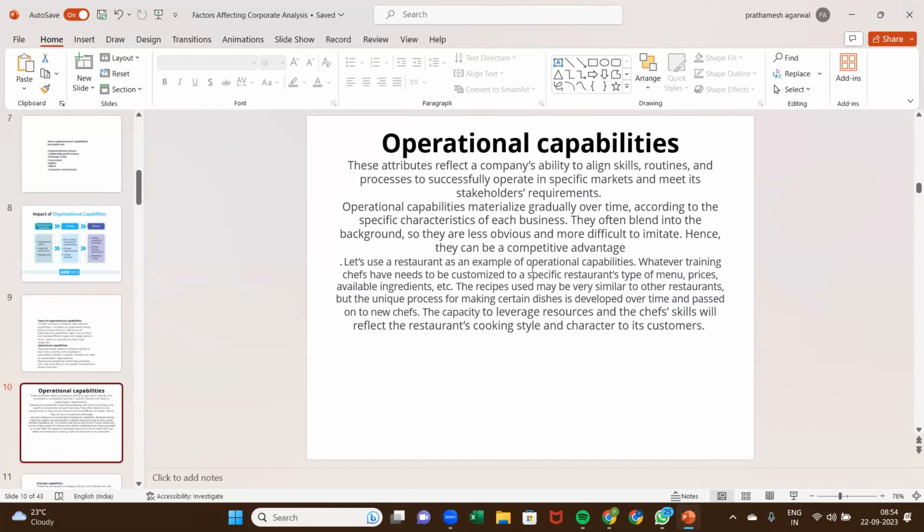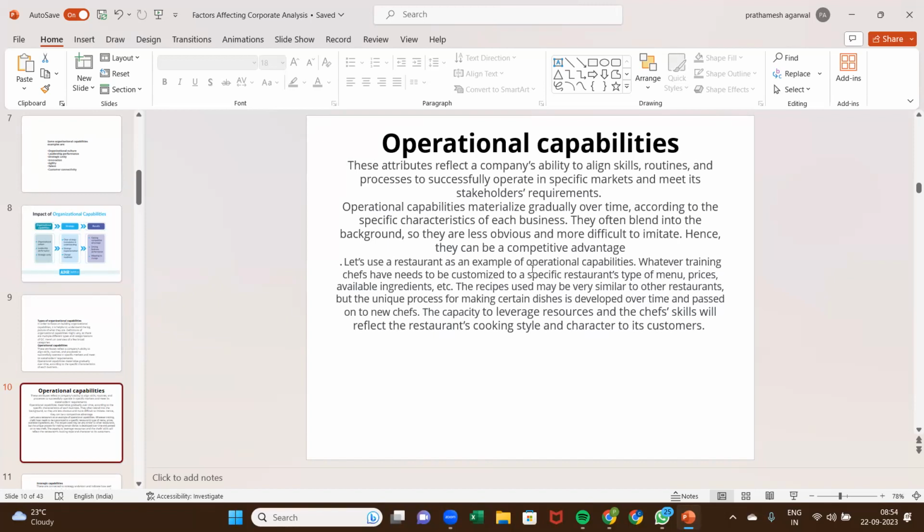Routines and processes to successfully operate in specific markets and meet stakeholders' requirements. Right? Stakeholders, we have seen in the first chapter. Very important. They are a part of the organization. They are in the decision-making process. The decision can affect even the company. For example, Shapurji Pallonji company, they're a big infrastructure company, right? They have 18% stake in the Tata Group. So definitely, Mr. Shapurji's decision is going to affect the organization.